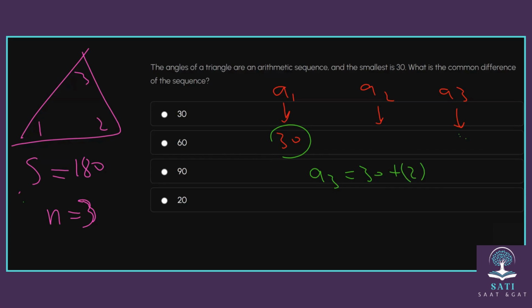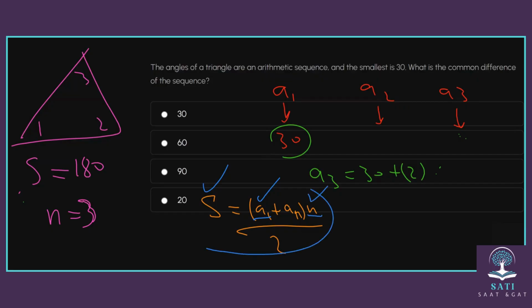What is the difference here? In this case, it's not given. Okay, I don't know how to find the third one. If I go to the sum formula, it equals the first term plus the last term, times n over 2. What is given for me in this formula? The sum is given, 180. A1 is 30 because it's given. And the number of terms is 3, given. So by using this formula now, I can find an. But with the other one, I cannot find an because it doesn't have the difference.